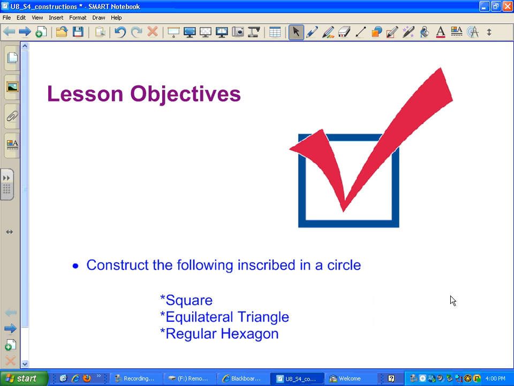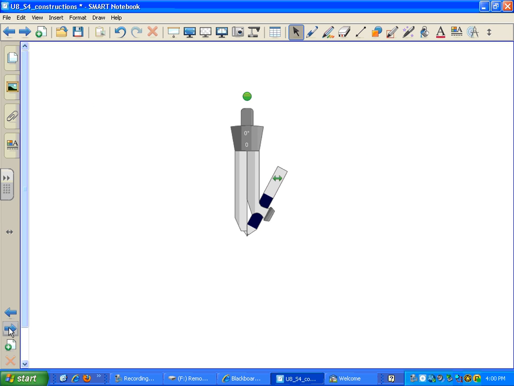In this video lesson, we are going to learn how to construct the following inscribed inside a circle: a square, an equilateral triangle, and a regular hexagon. So let's go ahead and get started. We are first going to start with a square inscribed inside a circle.